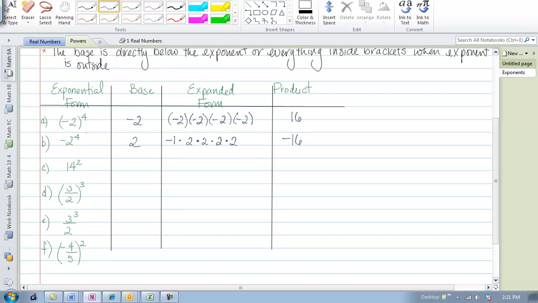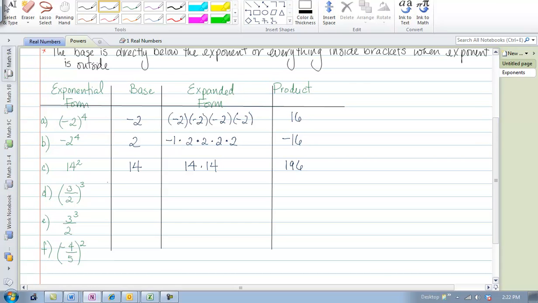So look again at the exponential form for A and B, and so similar, other than the fact that one has brackets, the other doesn't. And so in one case we're looking at +16, the other case -16, because there's only one negative. Okay, take a look at example C, 14 squared, or 14 to the power of 2. And so our base directly below the exponent is 14, and so in expanded form, 14 times 14, which is 196.